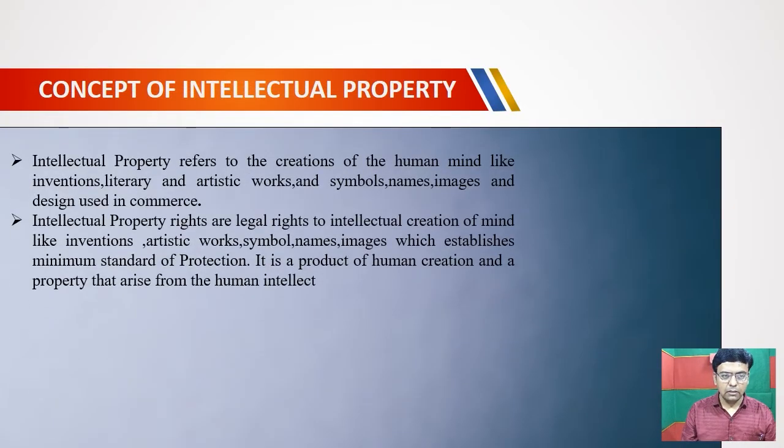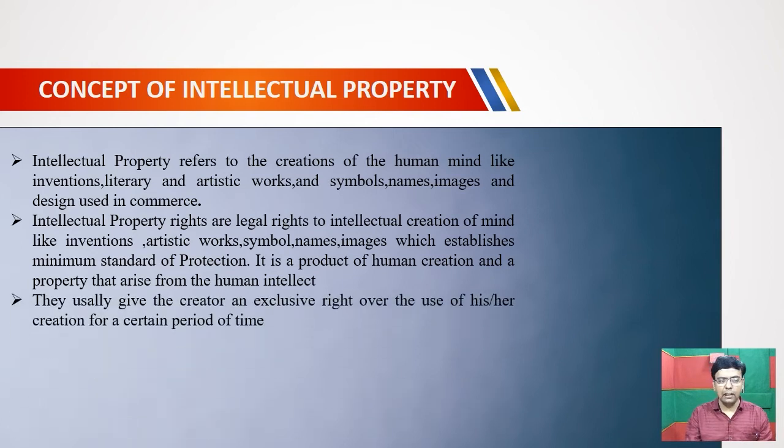Now in this slide, we are going to highlight a very important point, that is what intellectual property actually means. Intellectual property refers to the creation of the human mind like inventions, literary and artistic works and symbols, names, images and designs used in commerce. Intellectual property rights are the legal rights to intellectual creation of the mind, like inventions, artistic work, symbols, names, images, which establish minimum standards of protection.